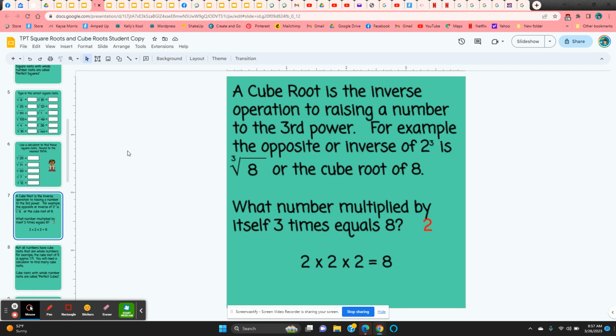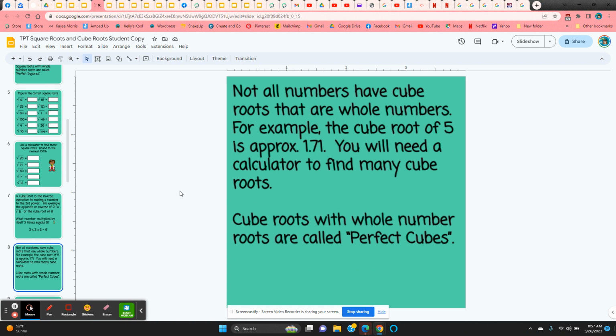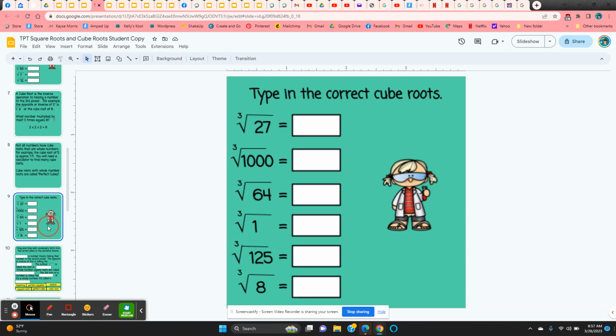Then there's a definition of cube root. Cube root's going to have this little 3. And for example, this cube root of 8 would be 2, 2 multiplied by itself 3 times. Not all numbers have cube roots that are whole numbers. If they are whole numbers, they're called perfect cubes.